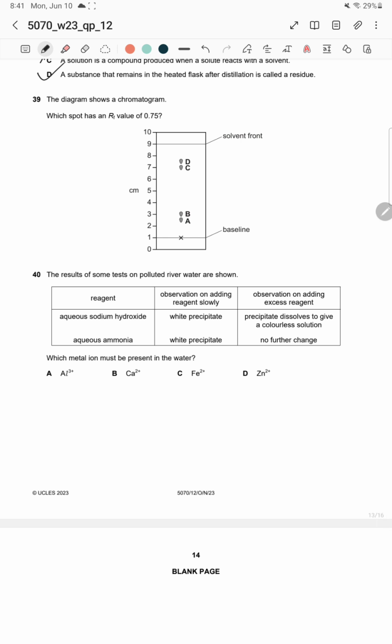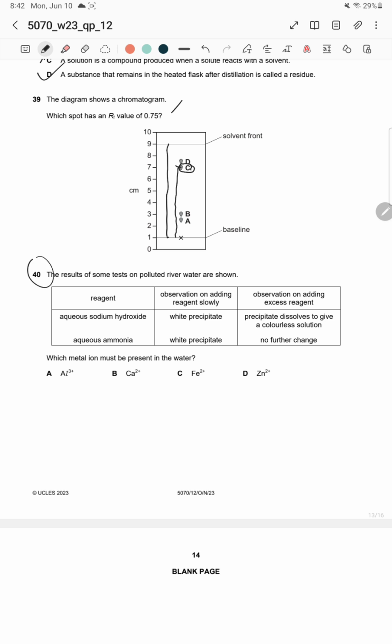For 39, the diagram shows a chromatogram. Which spot has the Rf value 0.75? So you calculate the distance traveled by the solute from the baseline. From the center you will calculate this distance divided by this distance. So see which one will be the most suitable option to this question. C will be the right option. So you will calculate with a scale and you will get the answer 0.75.